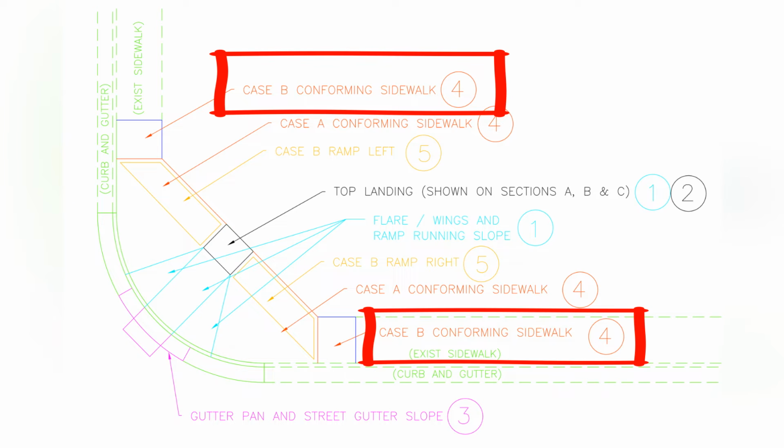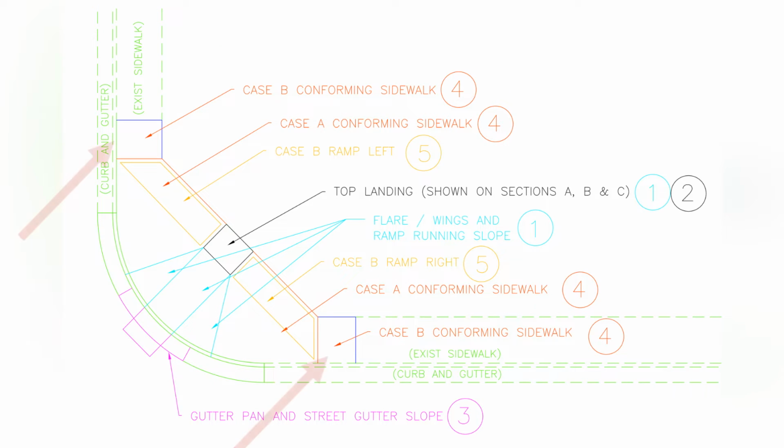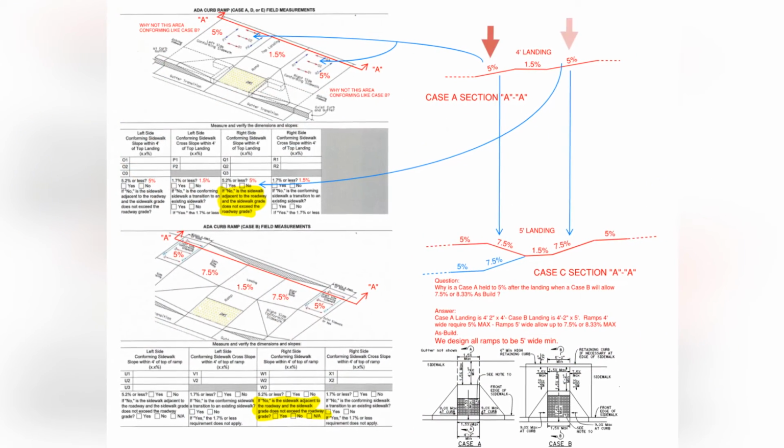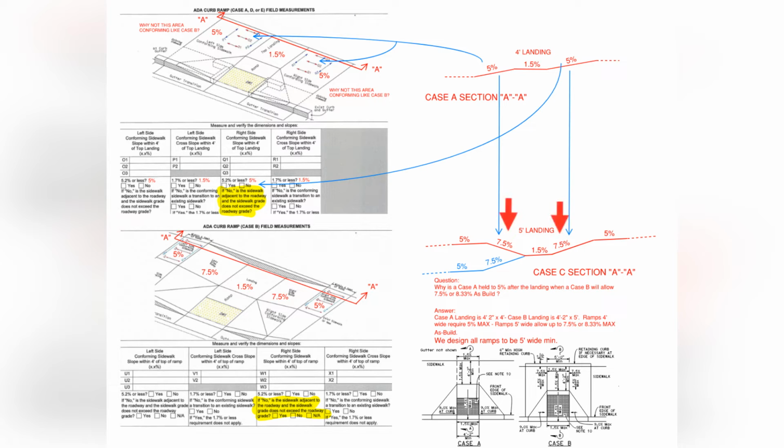On the Case B ramp, the conforming slabs are located just right and left of the BCR and ECR. Per Caltrans Case A ramp, the conforming slabs left and right should not be over 5% maximum when joining existing sidewalk elevations at the ECR and BCR. But when you construct a Case B ramp, these grades can be designed up to 7.5% maximum or as-built grade to 8.33%. The only difference between a Case A and a Case B ramp is that the Case B ramp has a different placement of the conforming slab.